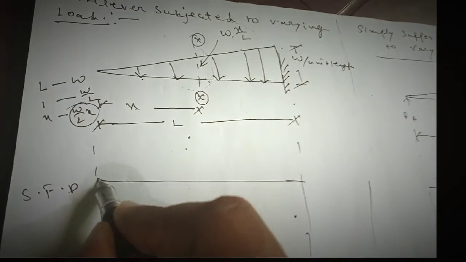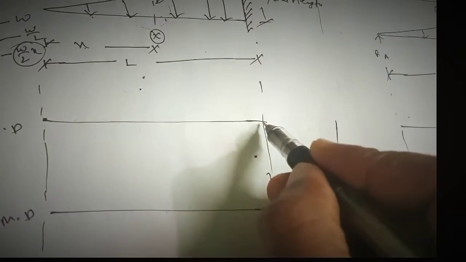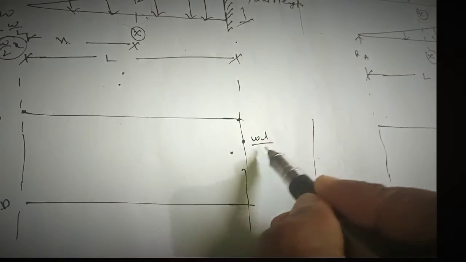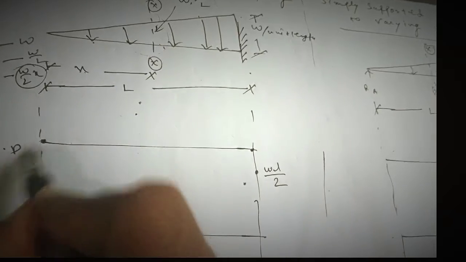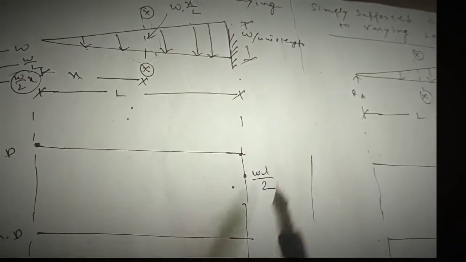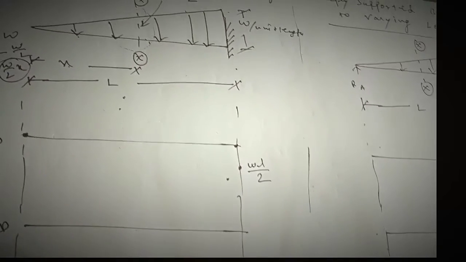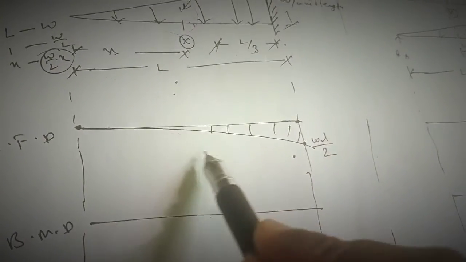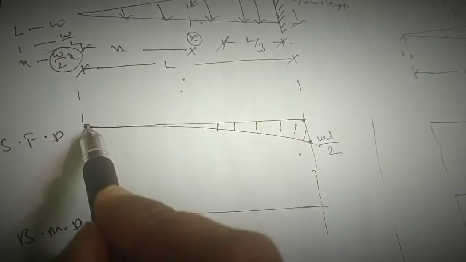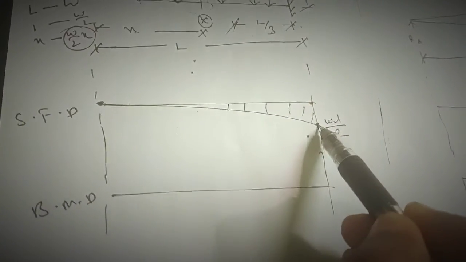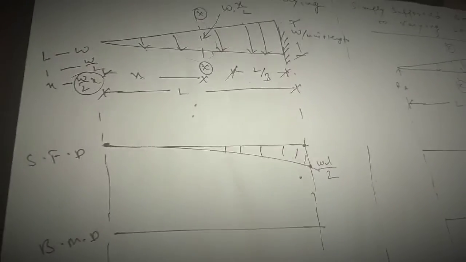Let's plot it. At x equal to 0, shear force is 0. At x equal to L, shear force is minus WL by 2. Minus WL by 2, it will go downward, so up to that much, WL by 2. And this is 0. So it is the shear force diagram. We do not have to determine the shear force at any midpoint because we have known the value of shear force at 0 and shear force at L.